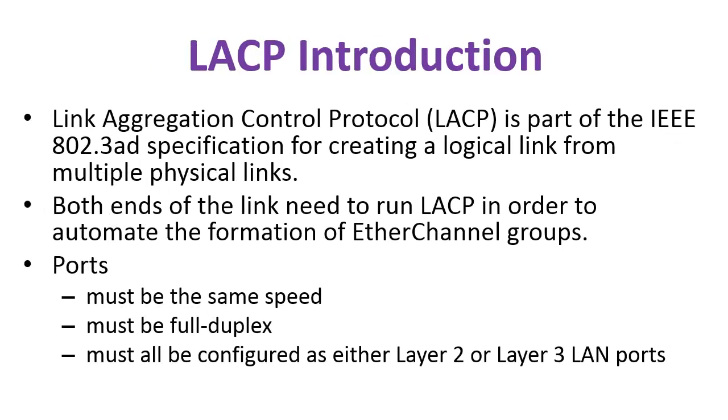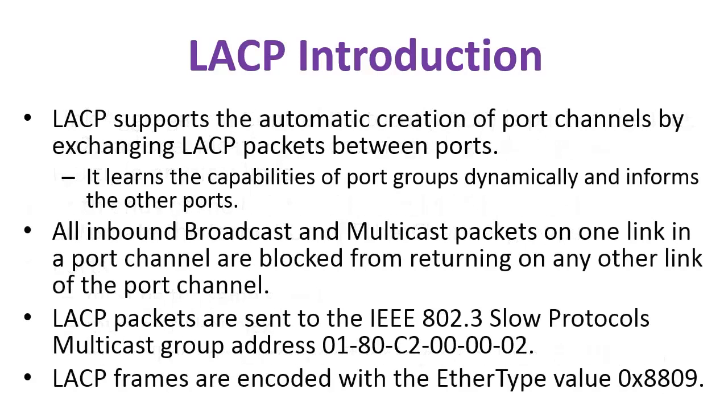So the Link Aggregation Control Protocol is a part of the IEEE 802.3ad specification for creating a logical link from multiple physical links. So both ends of the link need to run LACP in order to automate the formation of EtherChannel groups. Ports must be the same speed, they must be full duplex, and they must all be configured as either layer 2 or layer 3 ports.